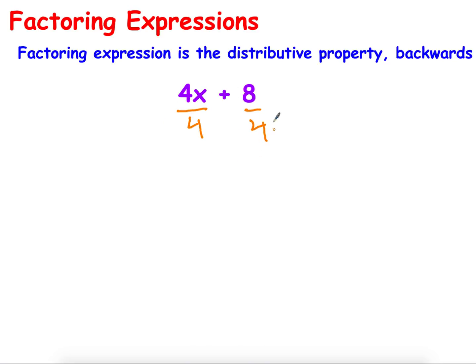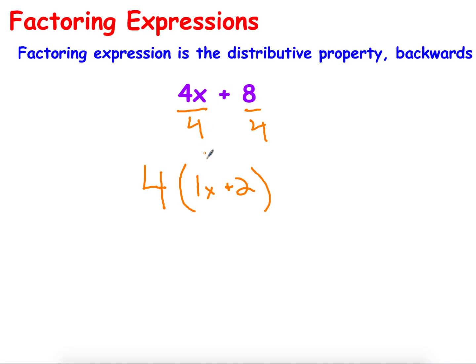But instead of actually doing the division, I'm pulling the 4 out, and then I'm making it look like what we had before with the distributive property, before we actually distributed. I'm pulling the 4 out, I'm dividing it out, and 4 divided by 4 is 1, right? So I have 1x. 8 divided by 4 is 2. So what I have is 4 times 1x plus 2.